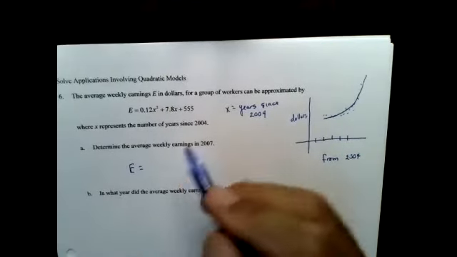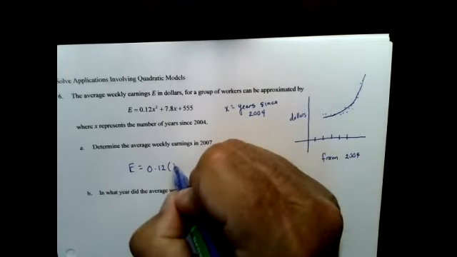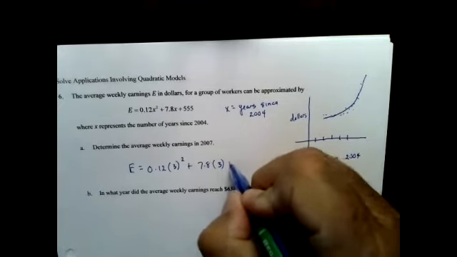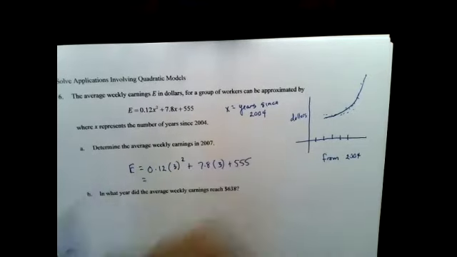So we need to put in the years since: 0.12 times 3 squared plus 7.8 times 3 plus 555. Get an answer of... that's a little calculator work. $579.48. Excellent.